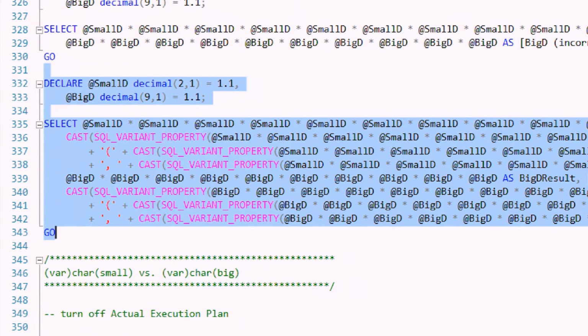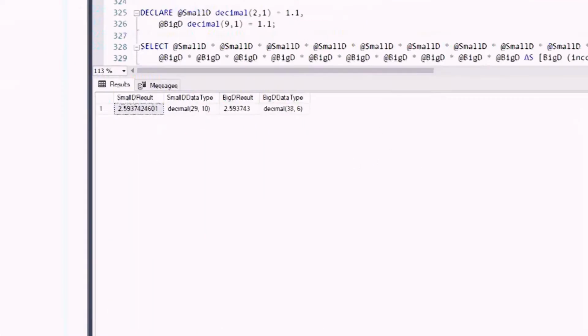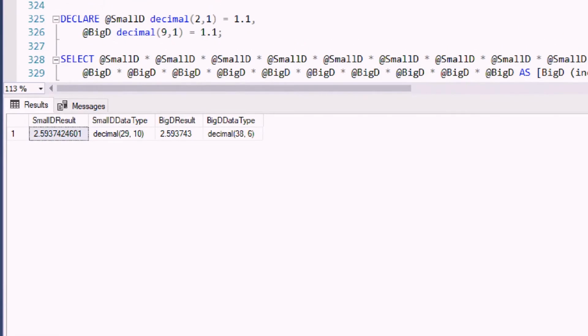I'm doing the same thing using that SQL variant property to take a look at the precision and scale of the output of the calculation. And for the two values, there's the calculation, and then these three rows are displaying the data type of that calculation. And you can see there, notice that this is decimal 38.6 when I started out with a larger precision, because remember that as you do calculations, the precision and scale gets bigger to hold it, but it can only get so big. And with decimal, it can only go to 38.